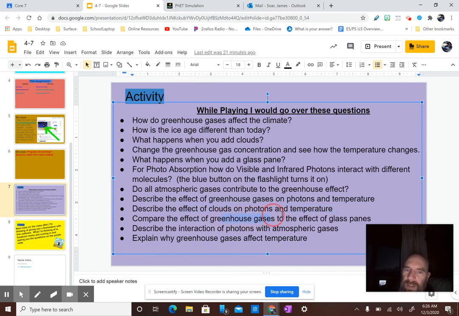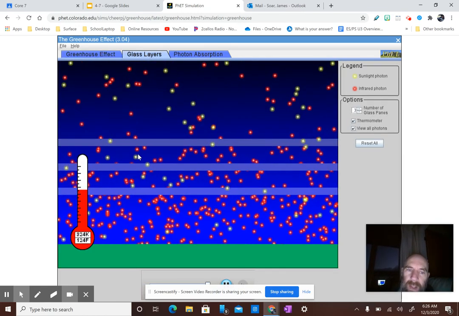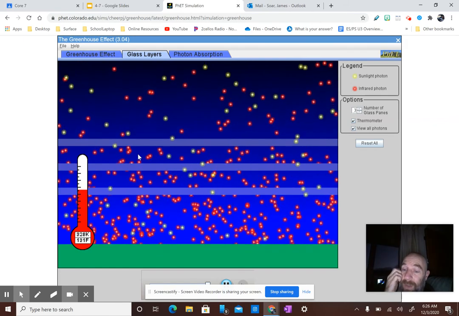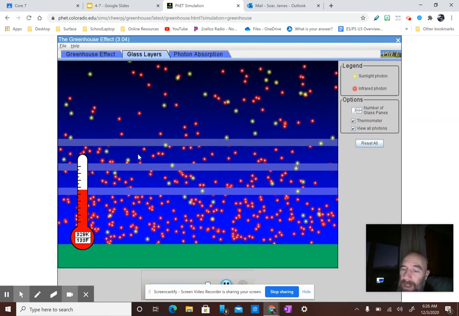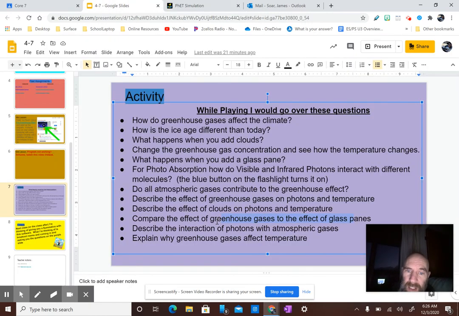Compare the effects of greenhouse gases to the effects of glass panes. They're kind of alike. So you see here, this is like a greenhouse gas. It traps in the heat. It's like that car thing we were talking about, how you got the windows up in the sun. It acts like an oven. So, yep, keeps in the heat.